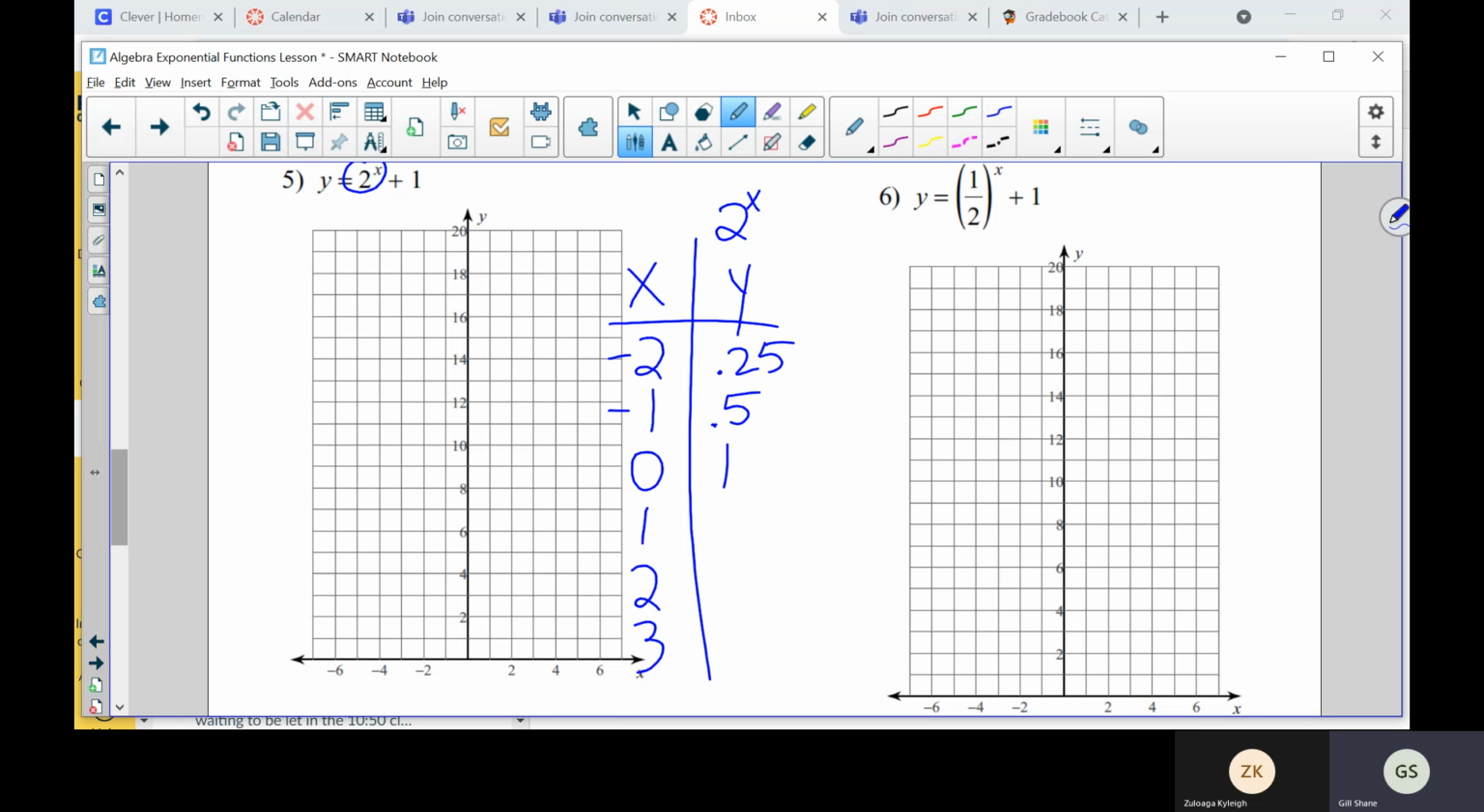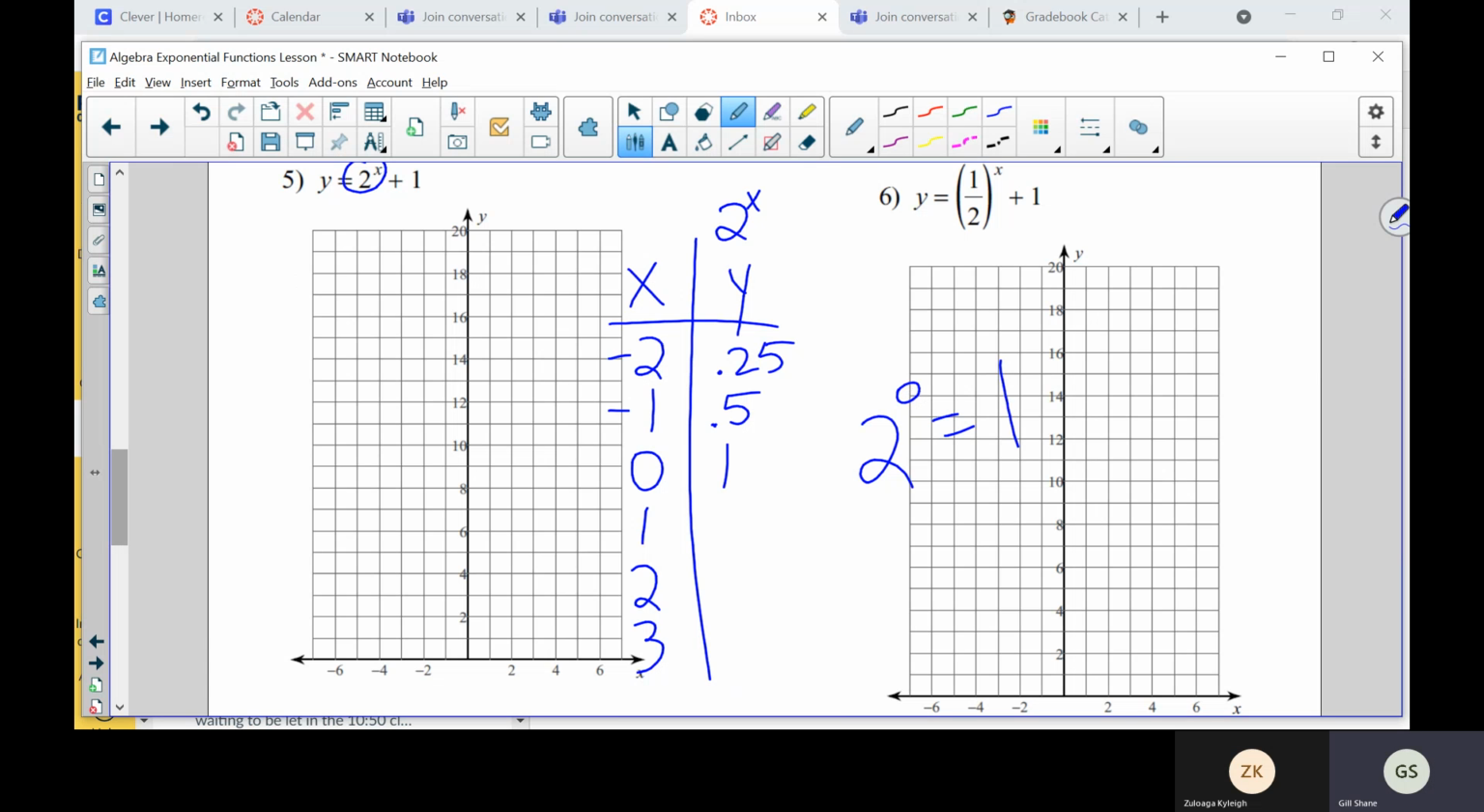So I'm just plugging in all these values, by the way. If you don't know where I'm getting this, I'm just saying, okay, well, what if x is 0? That's what this column means. What would my answer be? This is the answer column. What would y be? Well, if x were 0, I'd have 2 to the 0 power. Well, 2 to the 0 power is 1, so I put 1 there.